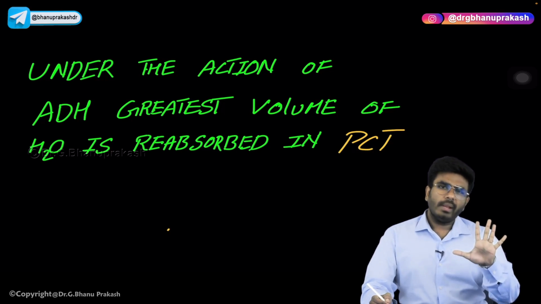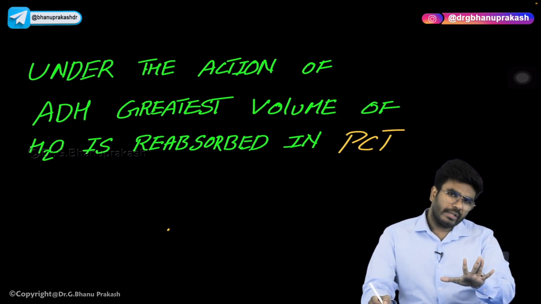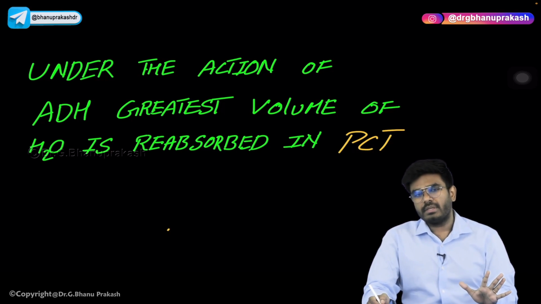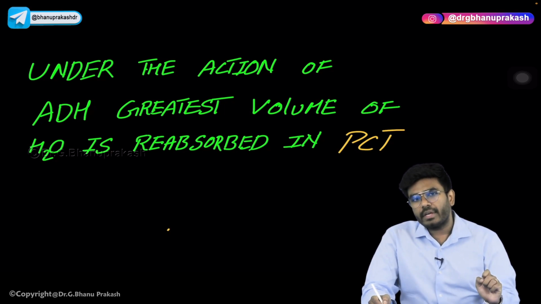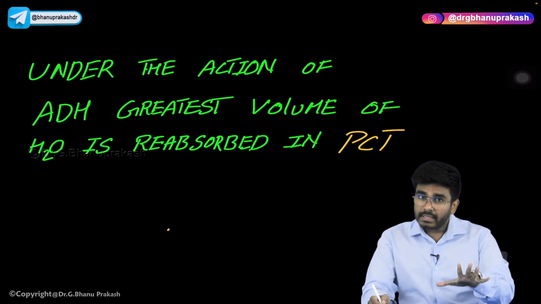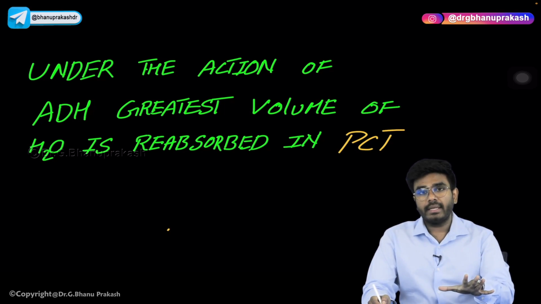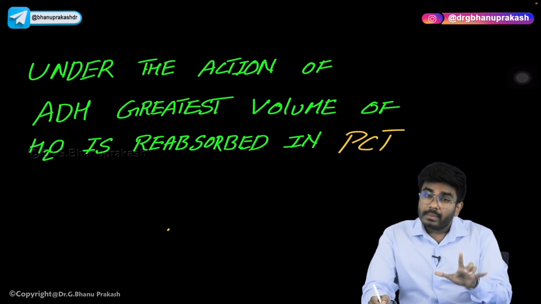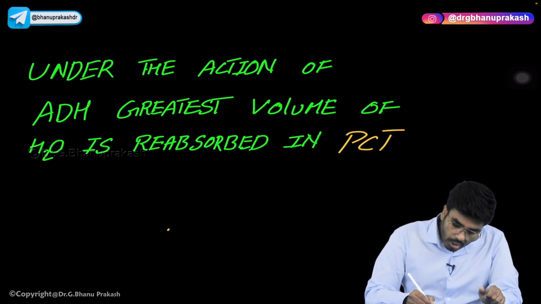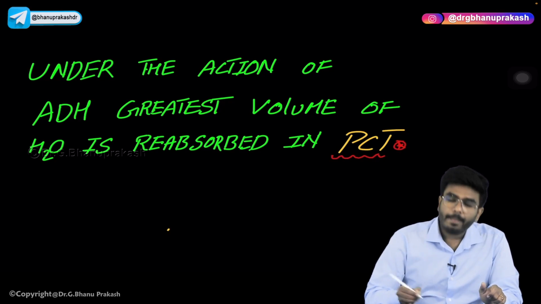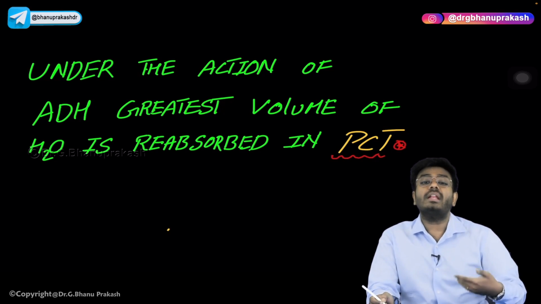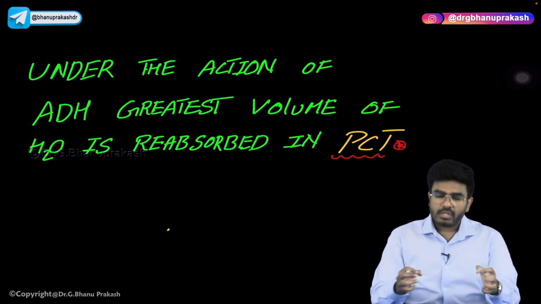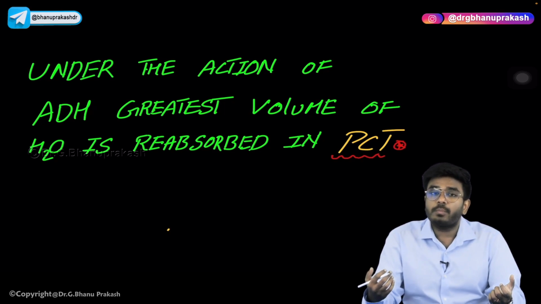What is that? Normally, what we have seen, antidiuretic hormone acts on the collecting ducts and helps in water reabsorption. But also remember, this antidiuretic hormone not only acts on the collecting ducts, it acts on the principal cells, helps in water reabsorption, no doubt. But the antidiuretic hormone also acts on the PCT and helps in more water reabsorption. That's the function of antidiuretic hormone, right? Antidiuretic hormone wants to reabsorb as much water as possible.